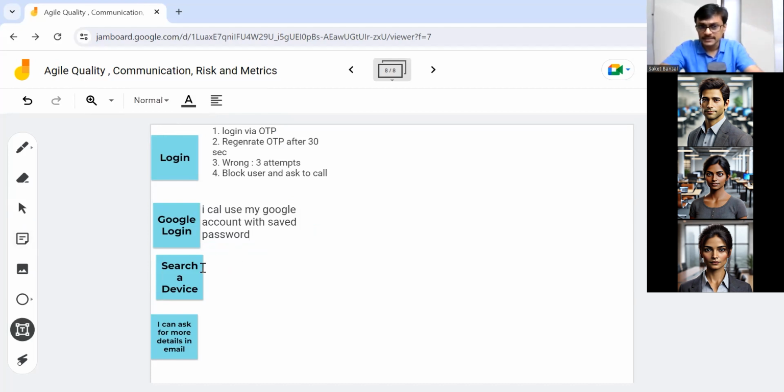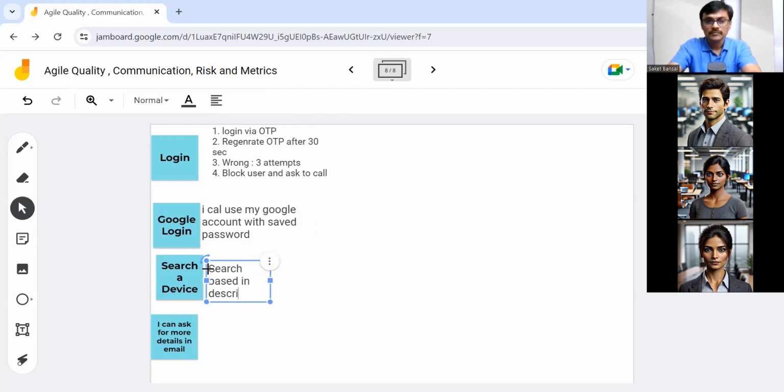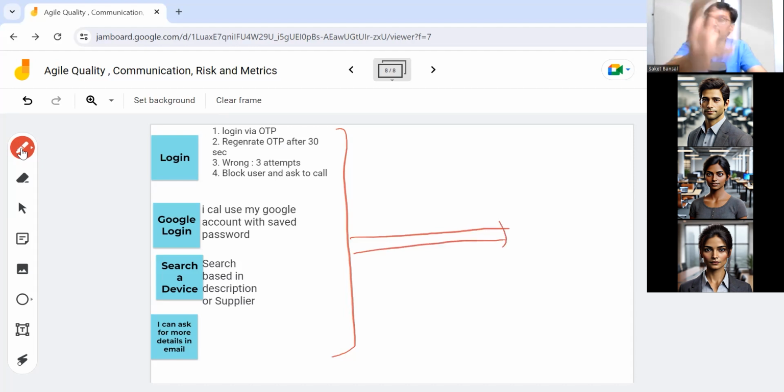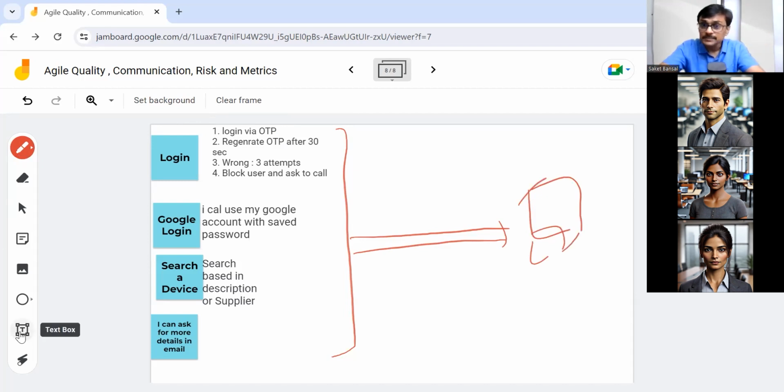Search a device, probably I can say I want to search based on description, maybe, or supplier, possibly vendor, supplier, all those kind of things will be there. So all these are acceptance criteria. Now you are discussing and refining them in a backlog refinement meeting. And once you are working on them, you are planning this work. You can say, guys, when we finish our iteration, what should be there? That is your definition of done.